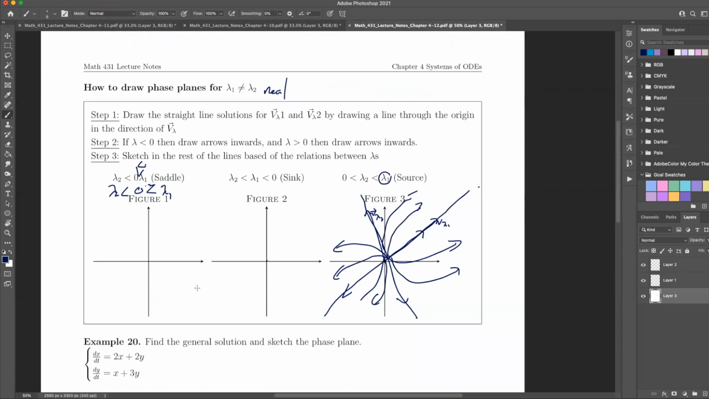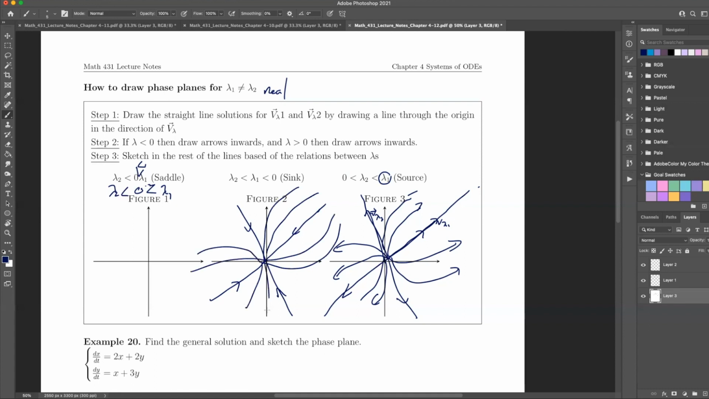Okay, so let's do the same thing here, but this time we're going to make it a sink. I'm going to draw it basically the same. Oops, these should always go through the origin. (0, 0) is a solution to this. Except these are going to go in. And these will come in and come in, like so.